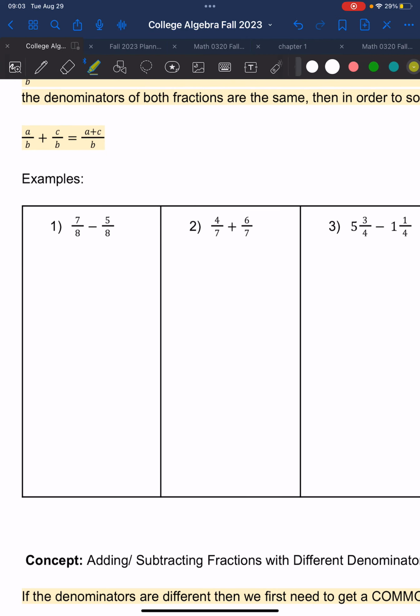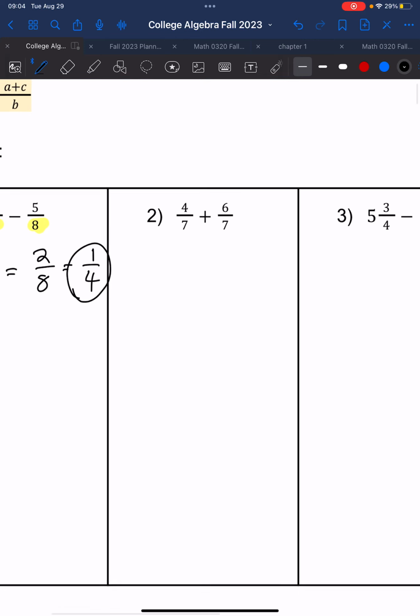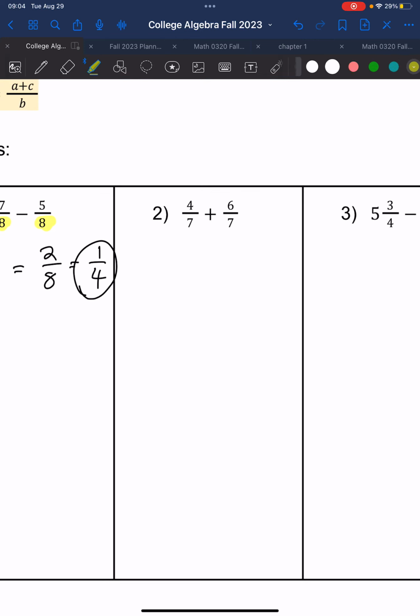Example 1, we see that we have 7/8 minus 5/8. So they both have the common denominator of 8, meaning we're just going to subtract the numerators. So I have 7 minus 5 over 8. Simplifying this, 7 minus 5 is 2 over 8. And then notice that this 2 over 8 can be reduced even further, and that's what we're going to do. So both the 2 and the 8 are divisible by 2, so that reduces to 1/4, and this is our answer.